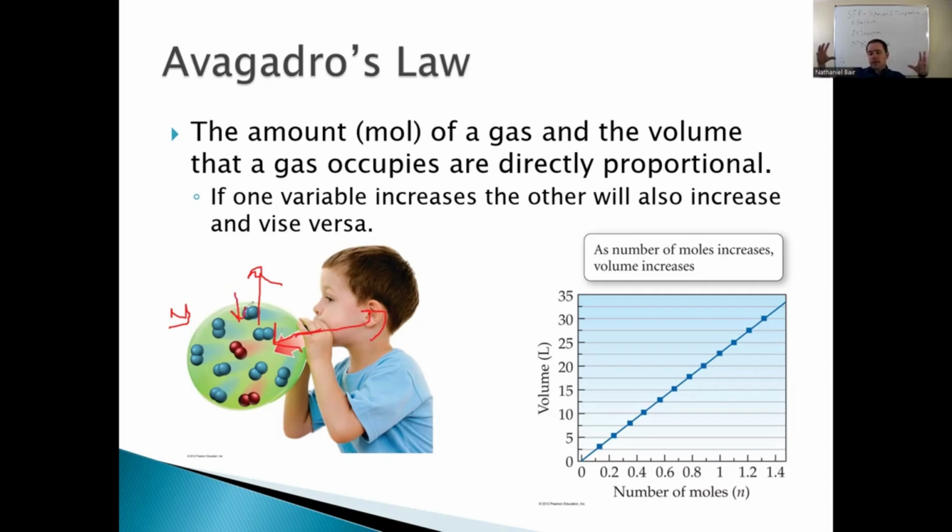The amount of gas and the volume are directly proportional. So since they are directly proportional, we're going to get another equation that looks just like Charles's and Gay-Lussac's. When the variables are directly proportional, you end up with that fraction, that proportionality. Our abbreviation for the mole is an N. So here's Avogadro's gas law.